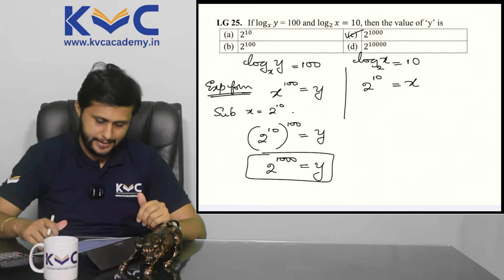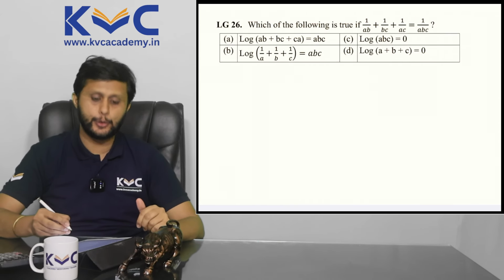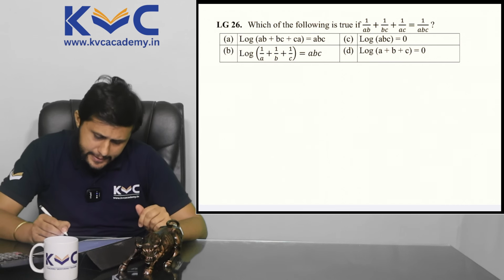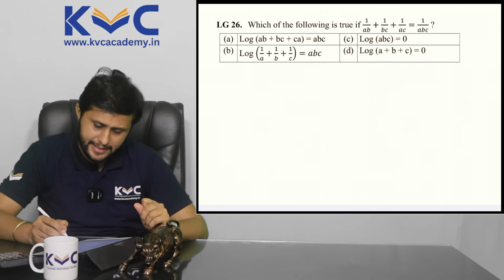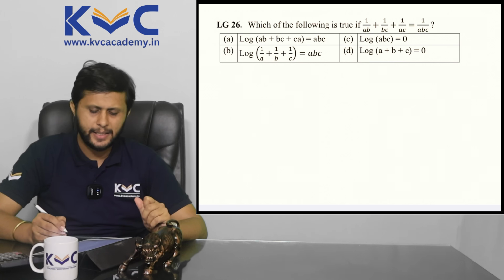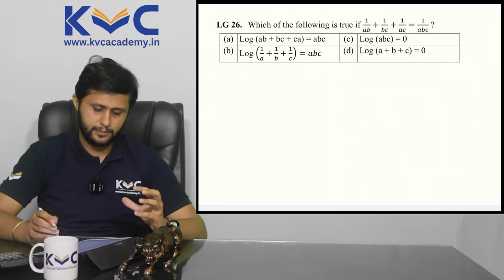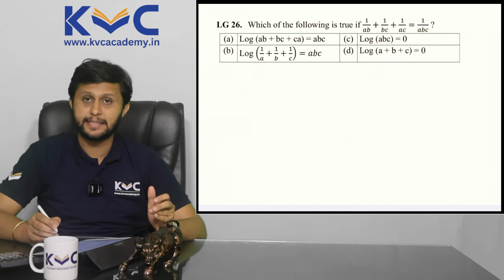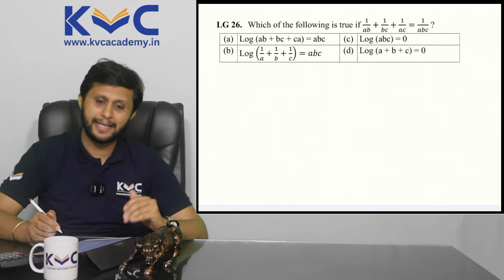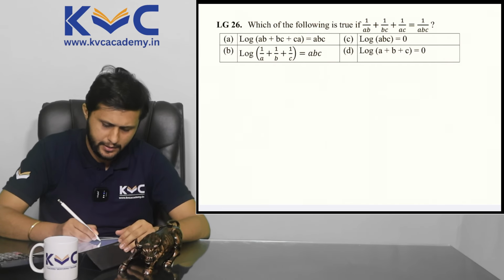Okay, question number 26. Which of the following is true? If I roughly see this, it looks like we have different denominators on the left hand side. Right hand side we have denominator as ABC. Even on the left hand side, if you closely see, we have AB, BC, AC. I know if I take LCM, I'll get ABC. Okay, so we'll start with that. We'll see where we reach.